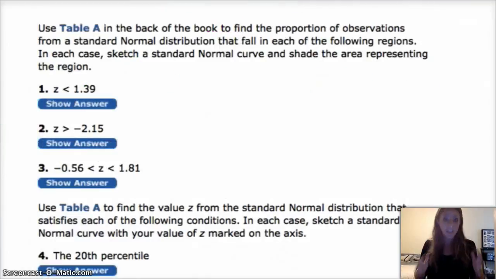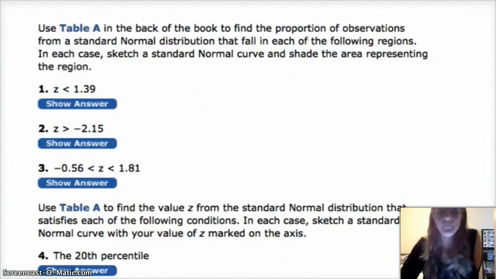Love it. Calculators are great, but remember, you cannot write your calculator speak as showing work. You have to actually show what you're doing. So draw the curve, shade the area, include the mean and the standard deviation, okay? Do not use calculator speak. No calculator talk when you're showing your work.